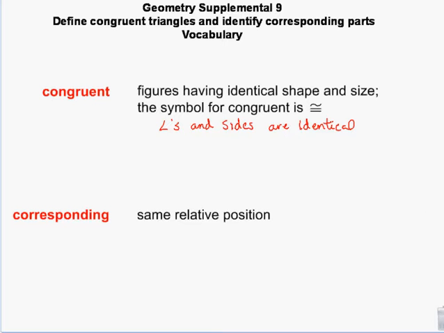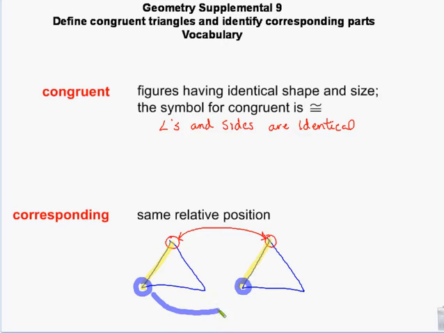Corresponding is in the same relative position. So if we talk about two triangles, and they're arranged so they're pointing the same direction, this vertex corresponds to that vertex. Those correspond. Likewise, this side would correspond to that side. And this vertex would correspond to that vertex. This side would correspond to that side, and so on. So they're in the same position between the two shapes.